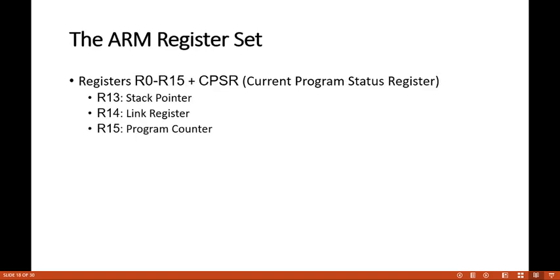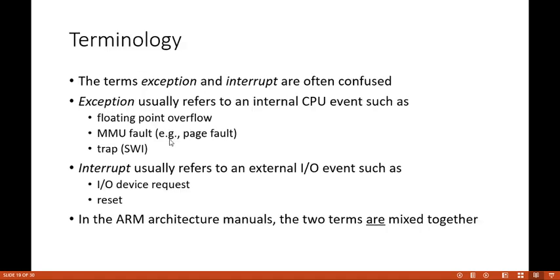What are the different registers used for the SWI instruction? It is the same as what we have seen previously. I am just revising the ARM instruction set. It consists of R0 to R15, 16 registers, plus CPSR. CPSR is nothing but the current program status register. Out of that, R13 is the stack pointer, R14 is the link register and R15 is the program counter.